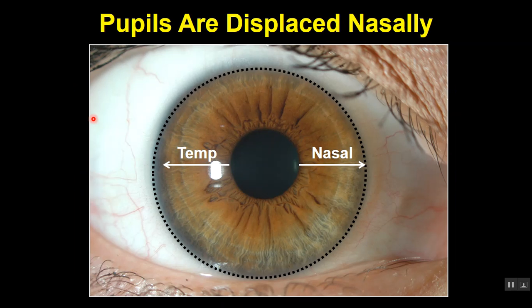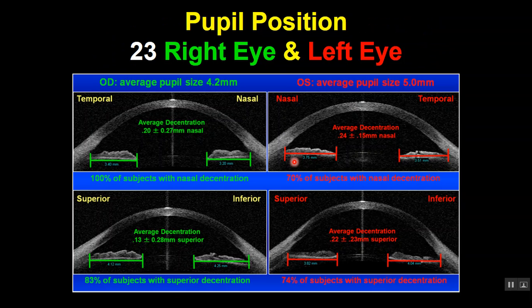Now, another issue that we face in multifocal contact lenses is that our pupils are displaced slightly nasally. You'll notice these two arrows are the same length, but one is going from pupil to border, the other is going from pupil and falling well short of the visible iris. So our pupil appears to be slightly nasal on this right eye.